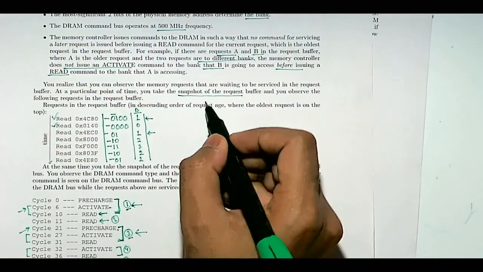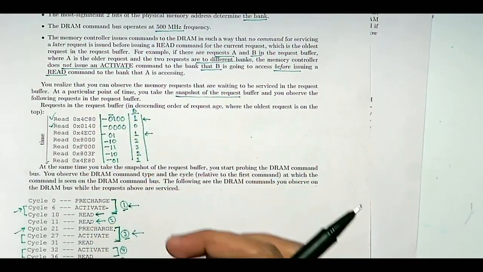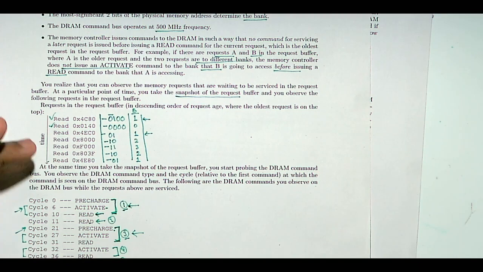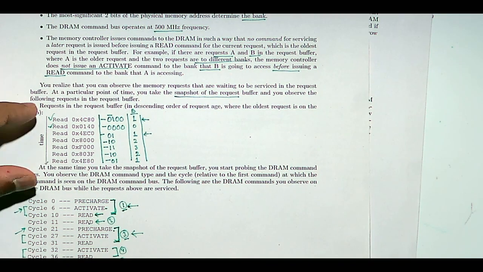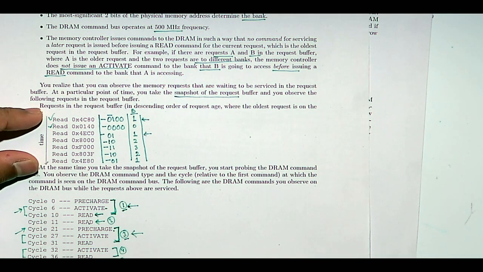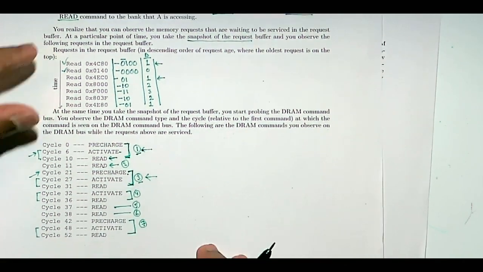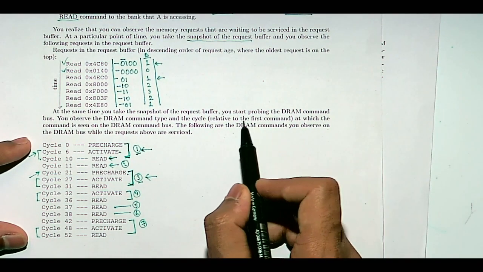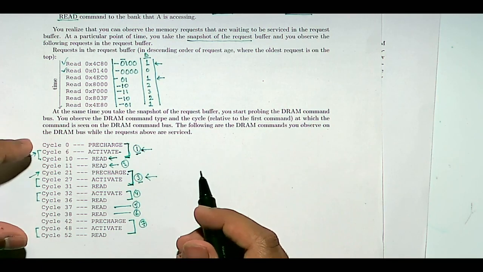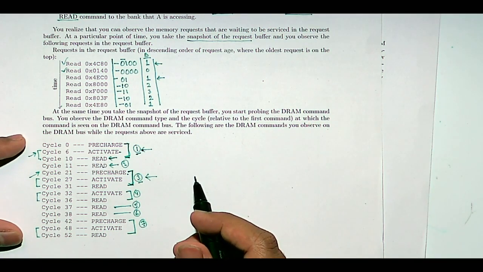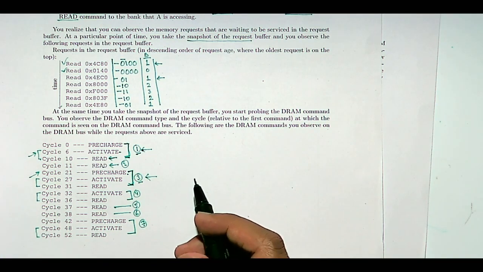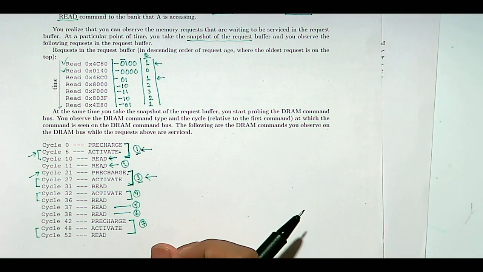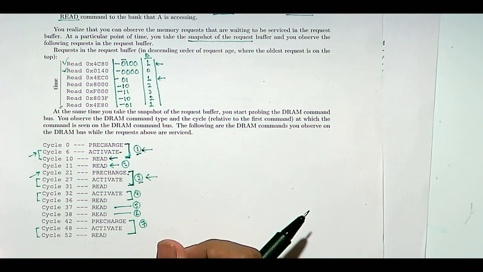But this question said that this is the snapshot of the request buffer at once, when you actually started seeing this. So your request buffer showed a state like this, and then you probed the command bus and saw this sequence of commands the DRAM command controller actually issued. Make sense? What you're saying is that at one point in time we are getting this many requests to the same bank.